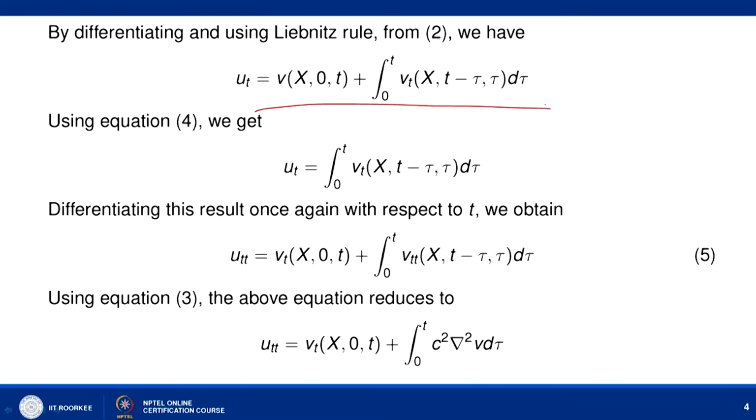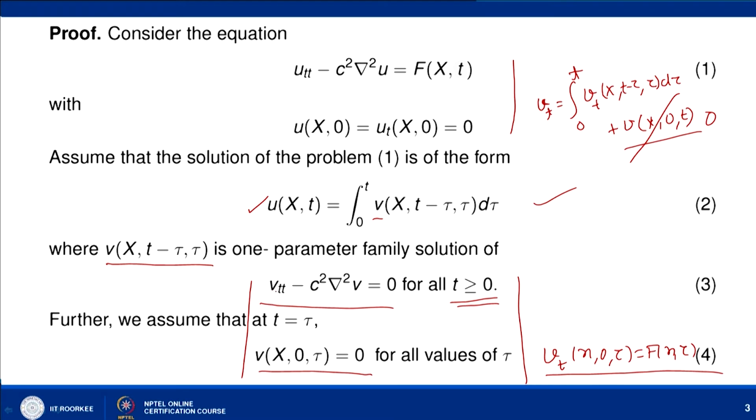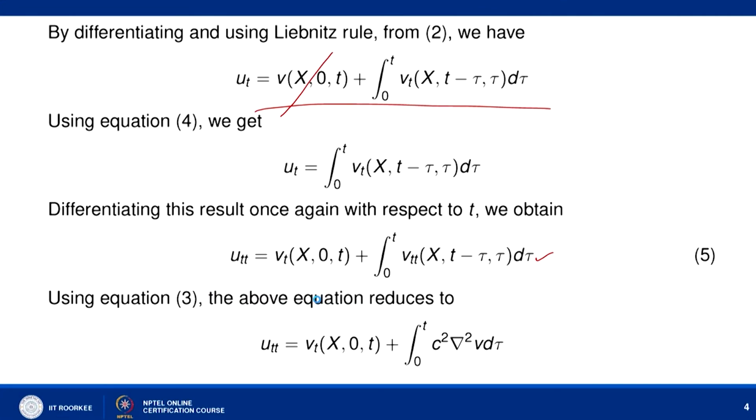That is what is written here, that we can write ut as V(x,0,t) plus the integral from 0 to t of Vt(x, t minus tau, tau) d tau, and we can use the initial condition, then this part simply vanishes, and we can write ut equal to the integral from 0 to t of Vt(x, t minus tau, tau) d tau. Now again differentiate with respect to t, then we have utt equal to Vt(x,0,t) plus the integral from 0 to t of Vtt(x, t minus tau, tau) d tau. Using equation 3, because we already assumed that V(x, t minus tau) is a solution of Vtt minus c square del square V equal to 0 for all t greater than or equal to 0, we can replace Vtt by c square del square V. So that is what we have written: utt equal to Vt(x,0,t) plus the integral from 0 to t of c square del square V d tau.